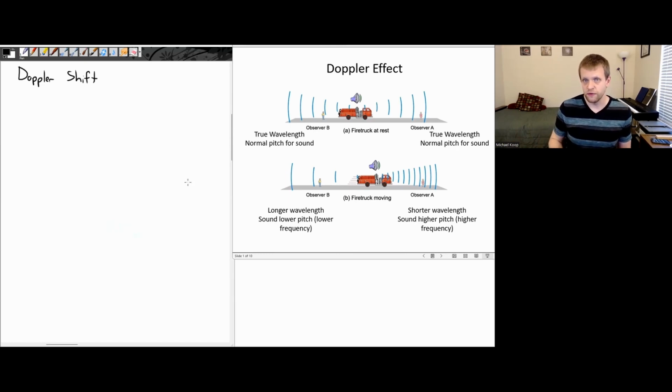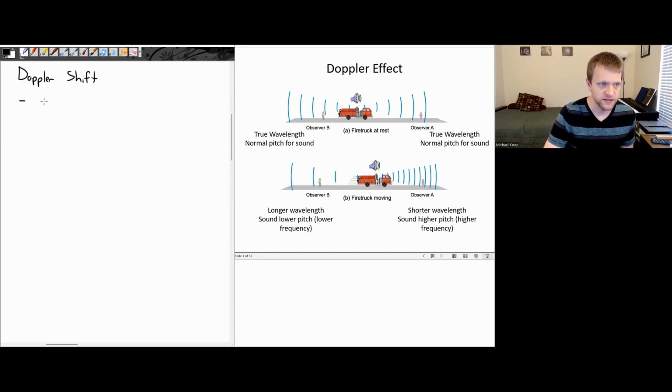So again, this is probably something that you've heard for sound waves, but this also works for light as well, albeit at much, much higher speeds. So again, this Doppler shift is an apparent shift in the wavelength or frequency of a wave owing to the source's motion. So it's a perceived shift in a wave's frequency or wavelength owing to the source's motion.